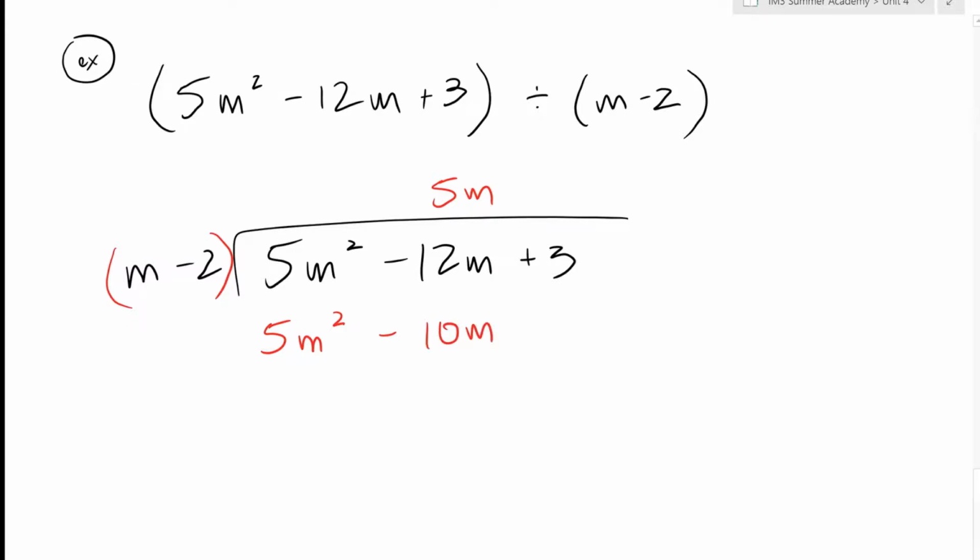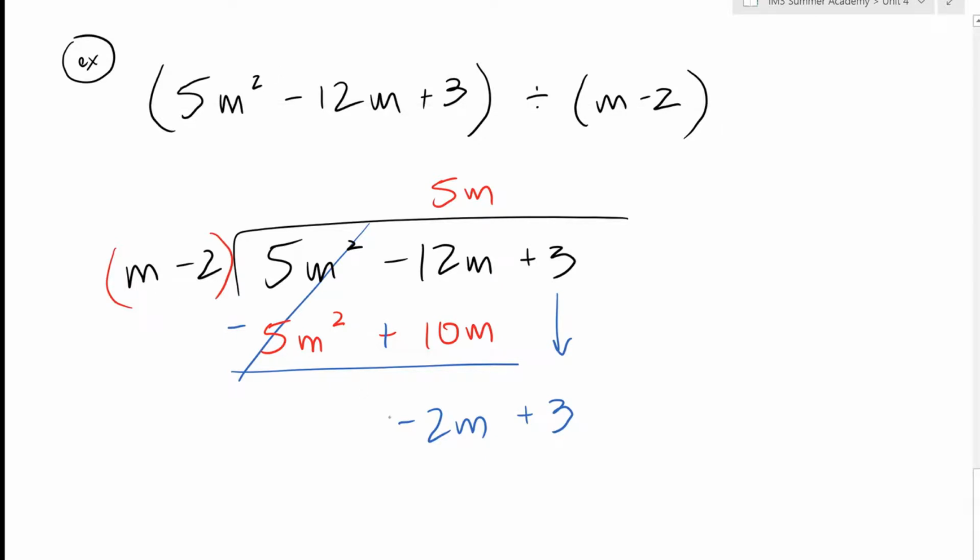Once I do that, now I flip the signs. Sum it up. First terms cancel. Positive 5m squared and negative 5m squared cancel. Negative 12m plus 10m is a negative 2m. Bring down the next term, plus 3. And let's do it again.